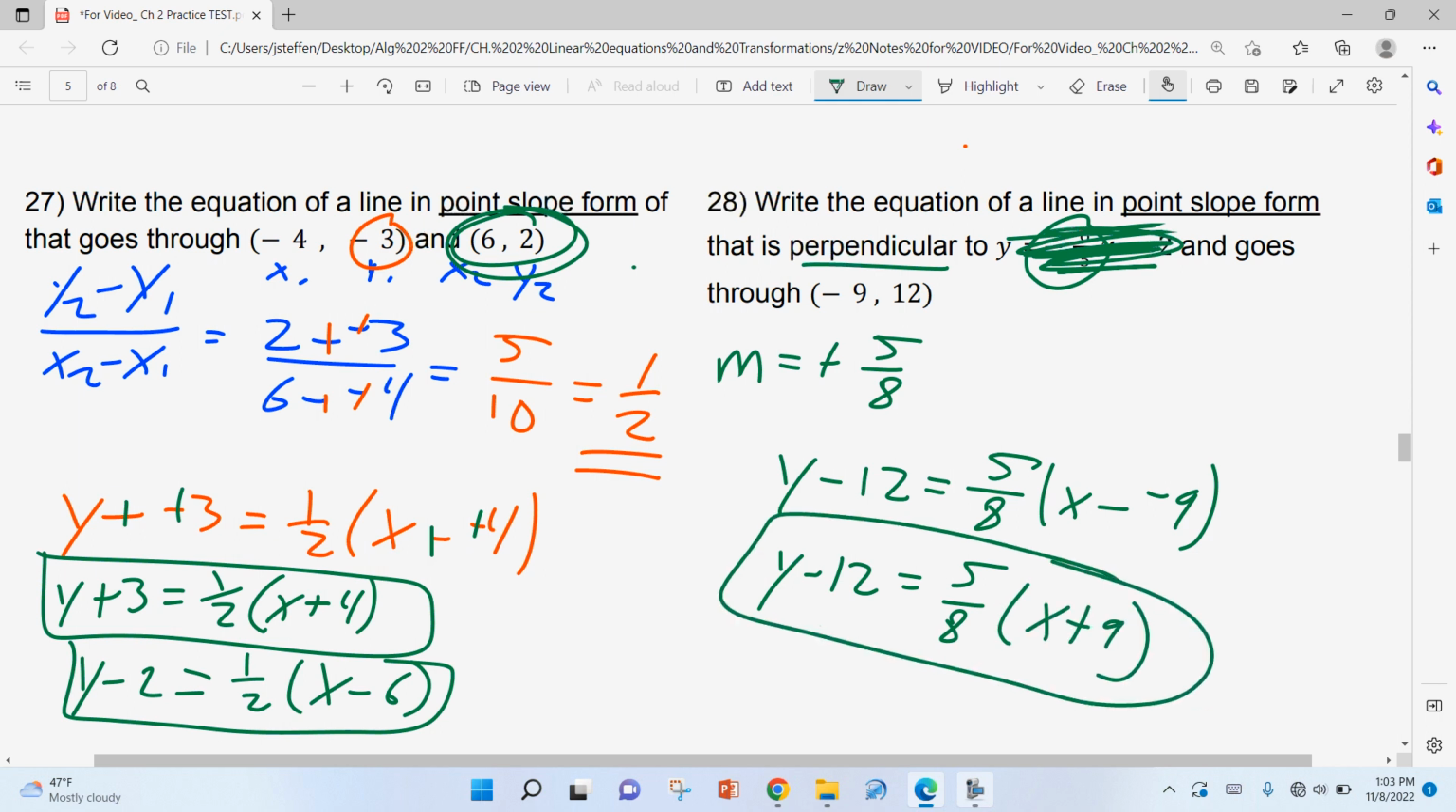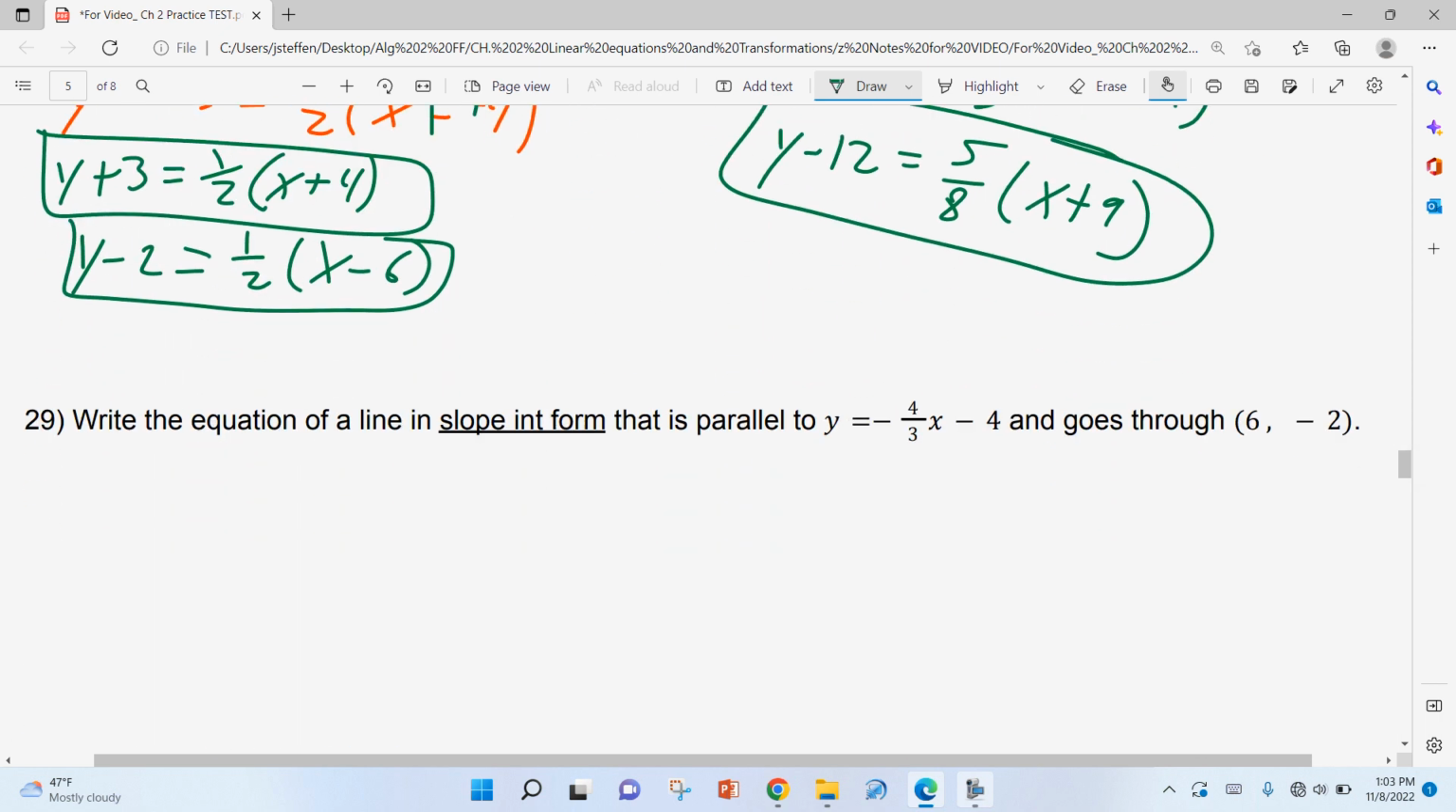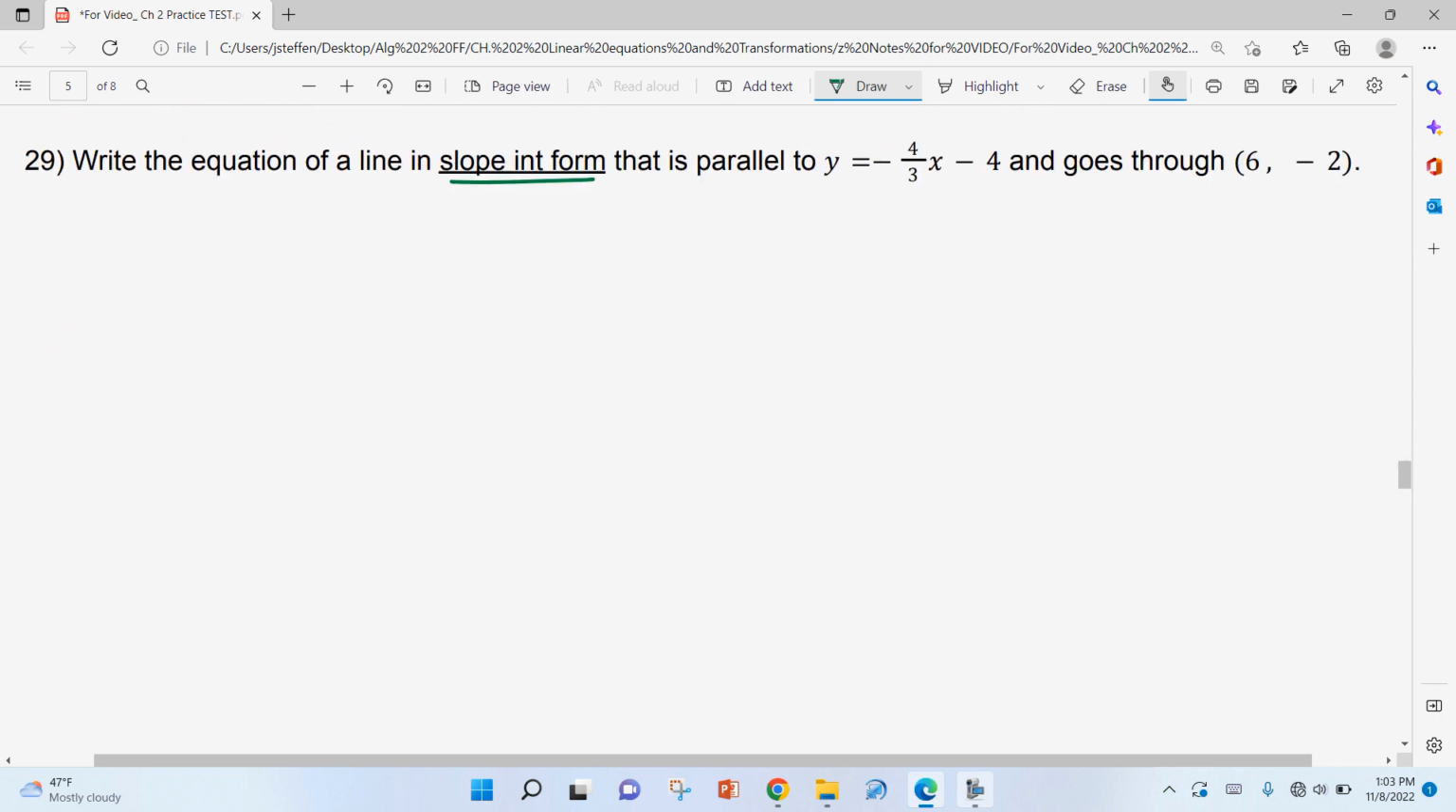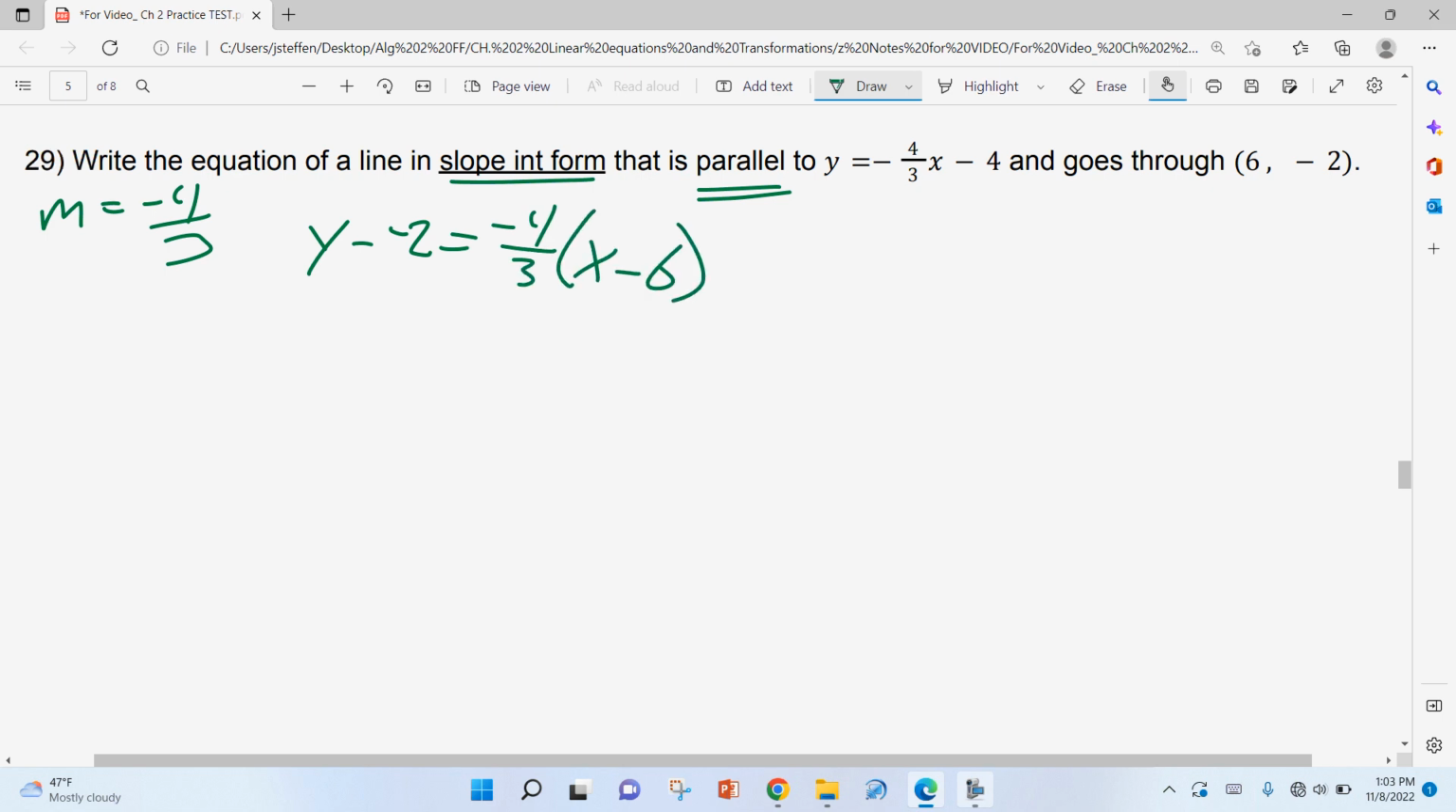So that's kind of nice, because if it wants it in point slope form, we can leave it like that. However, I think this other one wants it in slope intercept form. Now again, I'm going to do it that same way, where I start with point slope. This one is parallel. So again, the first thing I do, the slope I'm going to use is the same slope, -4 over 3. So I do point slope, y minus -2 is equal to -4 over 3 times x minus 6. But the difference, now we have to solve this.